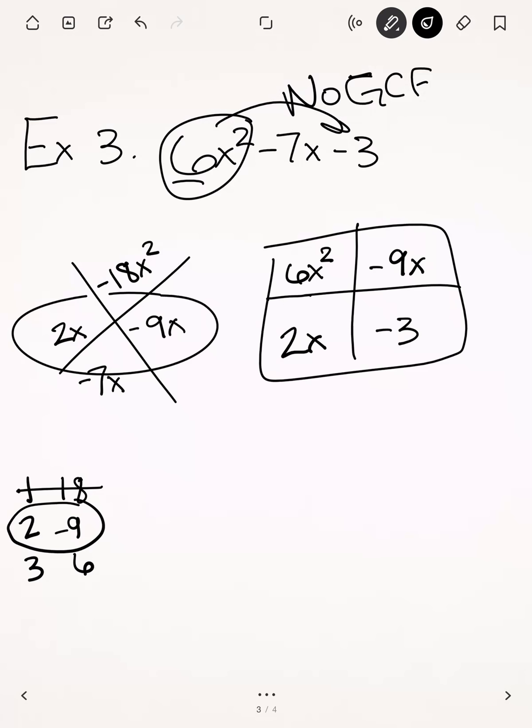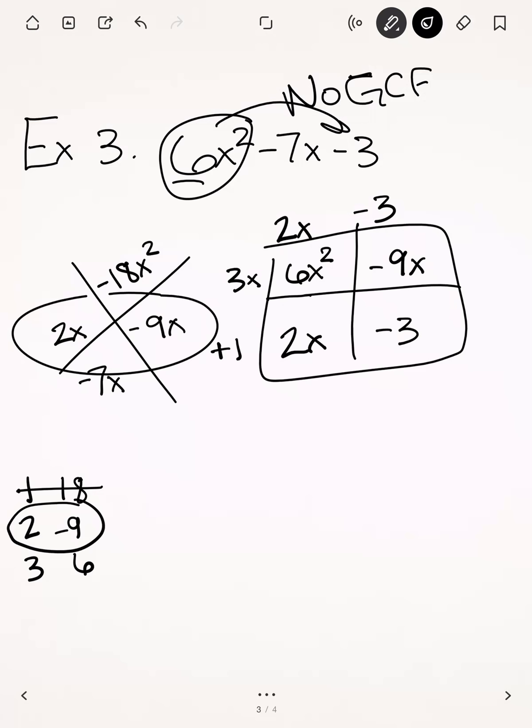Now I look to see, what number is 6 and 2 both divisible by? Well, they're both divisible by 2, and then x squared and x have an x in common, so I get a 2x. Then 2x times what gives me a 6x? 3x. So 2x times 3x gives me a 6x squared. 2x times what gives me a 2x? A positive 1. And then 3x times what gives me a negative 9x? Negative 3. And if I want to check, 1 times a negative 3 gives me that negative 3.